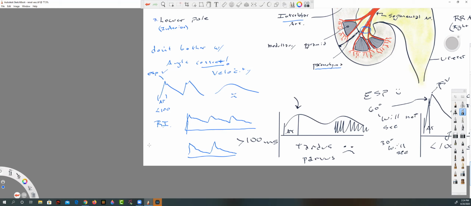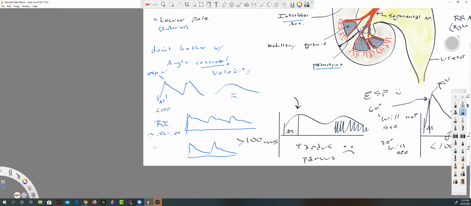oh, I forgot to write the median range. It's like 0.5, approximately 0.56 to 0.64. That's from memory. Again, I don't know why I didn't write a couple of these things down. That's normal for a kidney.